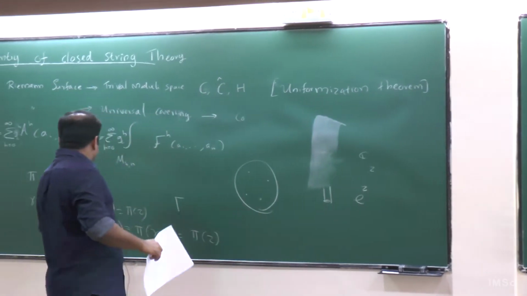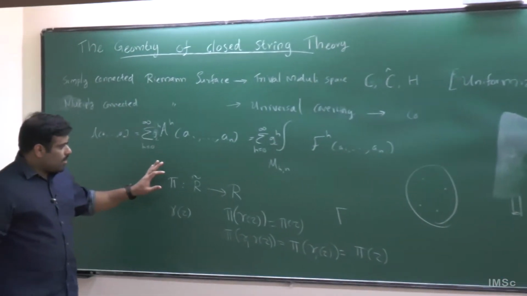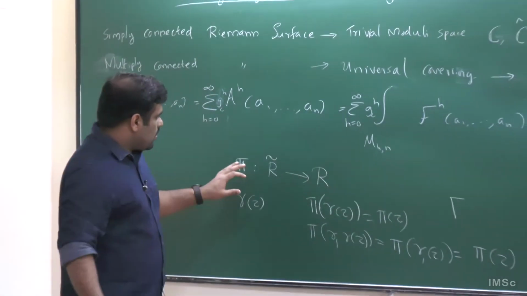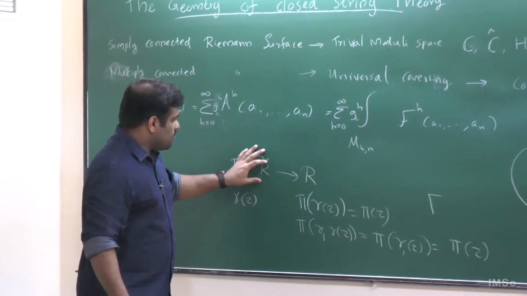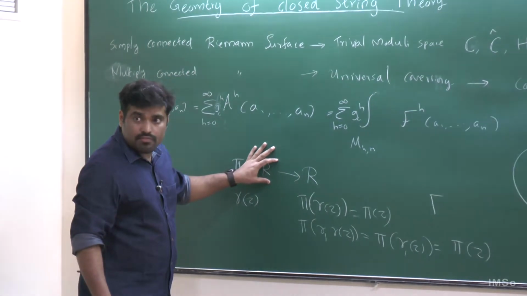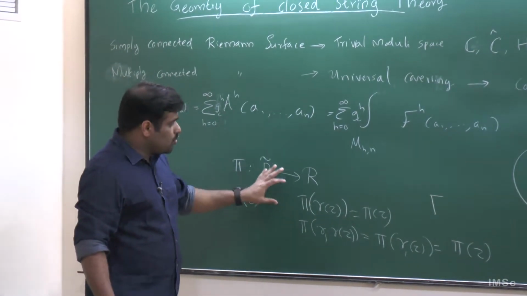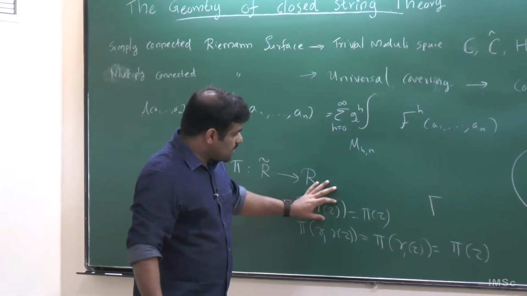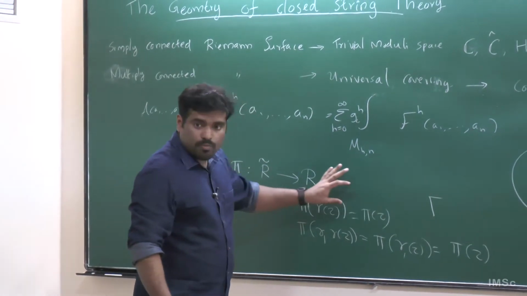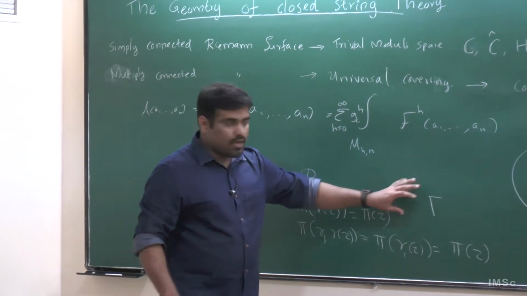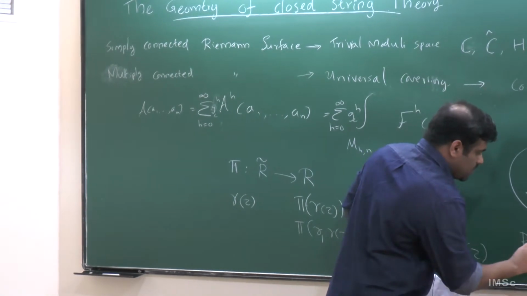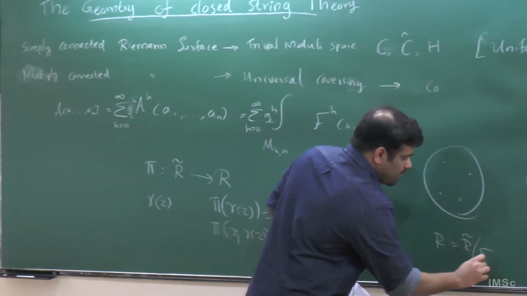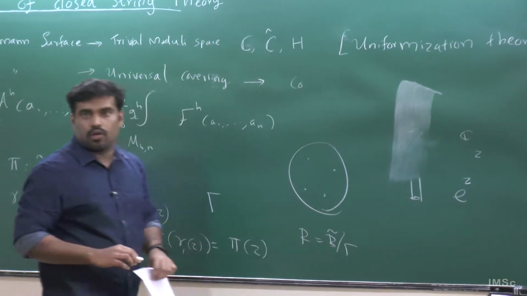So the idea is to think of a Riemann surface as obtained from a simply connected Riemann surface. Once you have such a map, you will be able to find transformations which together form a group, capital gamma. Now R can be understood as R tilde divided by, or quotiented with, the group gamma.